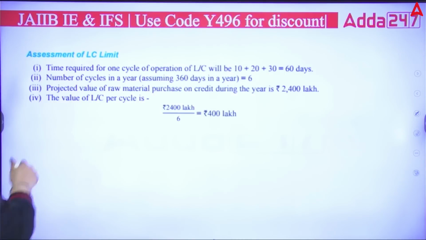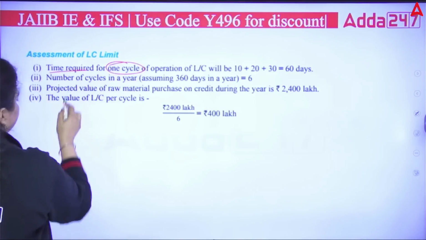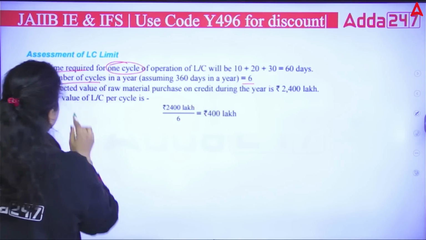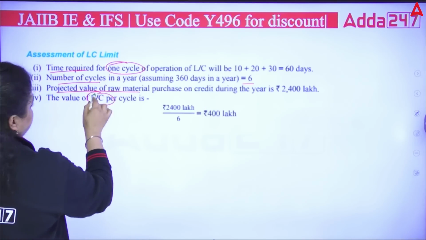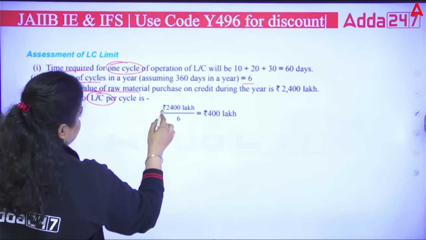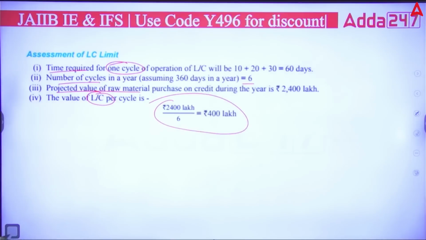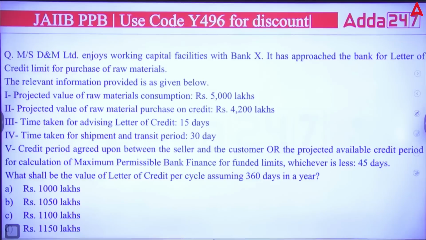So simply, the time required for one cycle, right? Number of cycles is 6. The projected value of raw material we have taken is 2400, and the value of letter of credit per cycle is 2400 divided by 6, that is 400 lakhs. Okay, very simple. Now this is the next question. First you calculate this question and then I will explain.